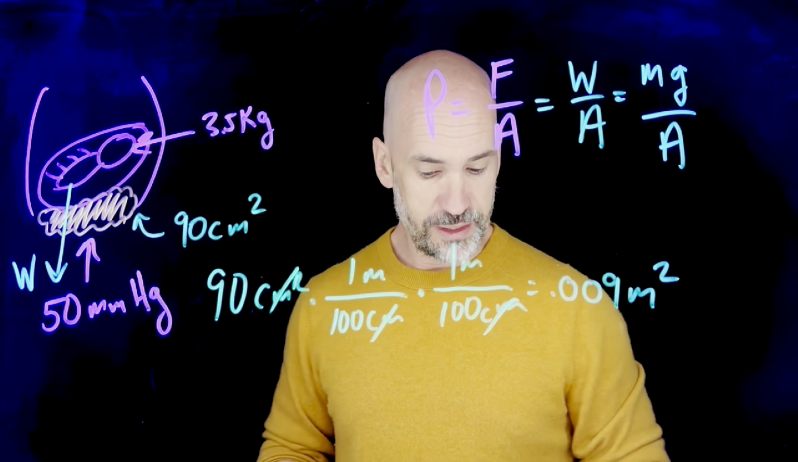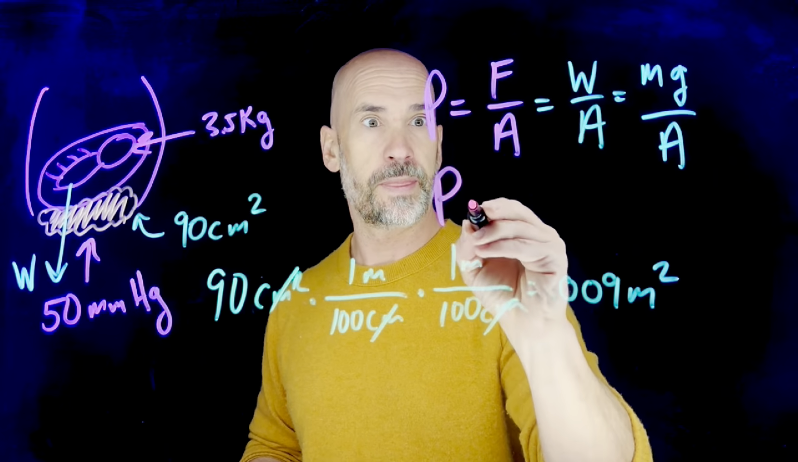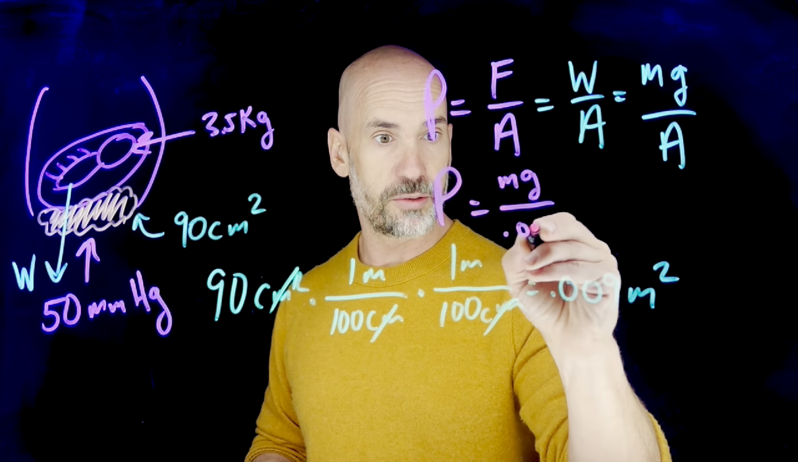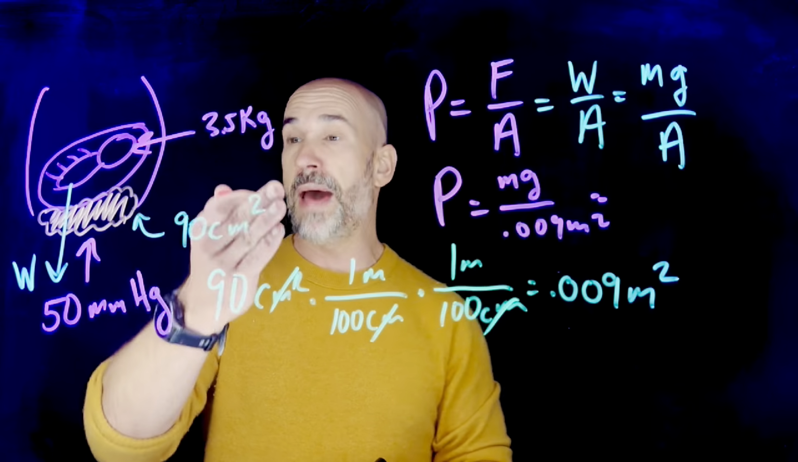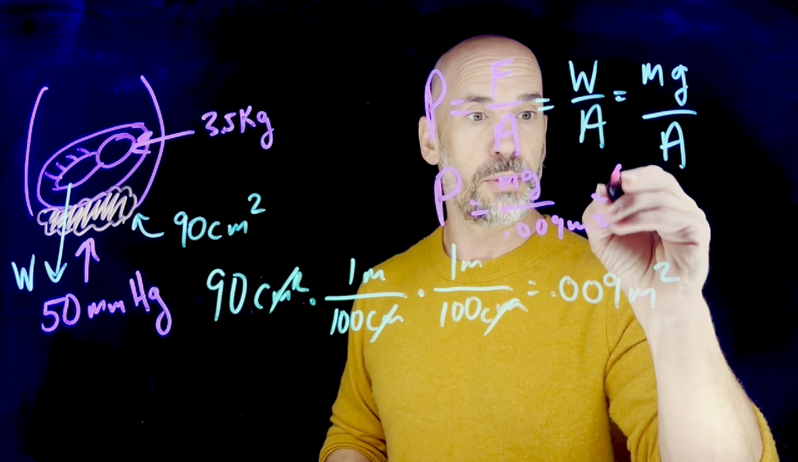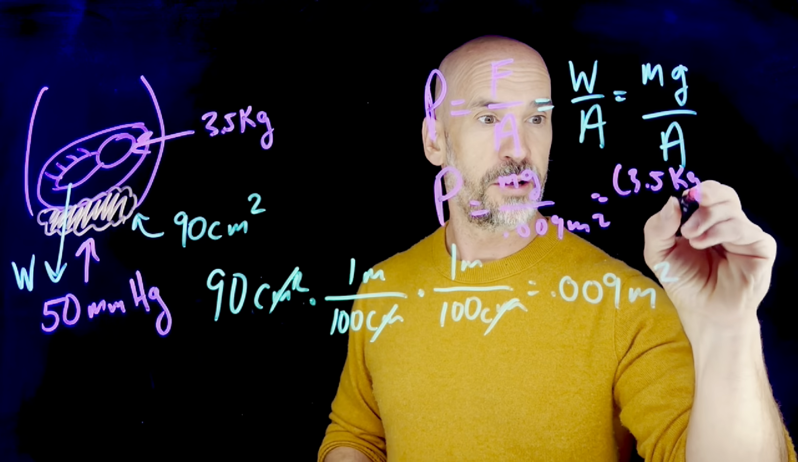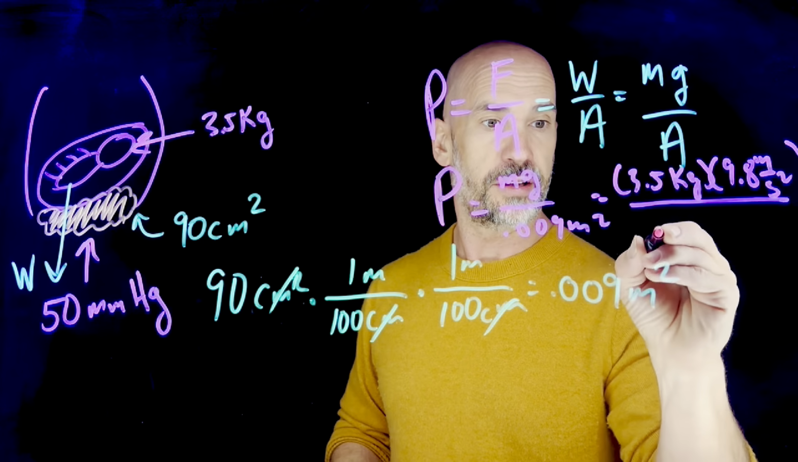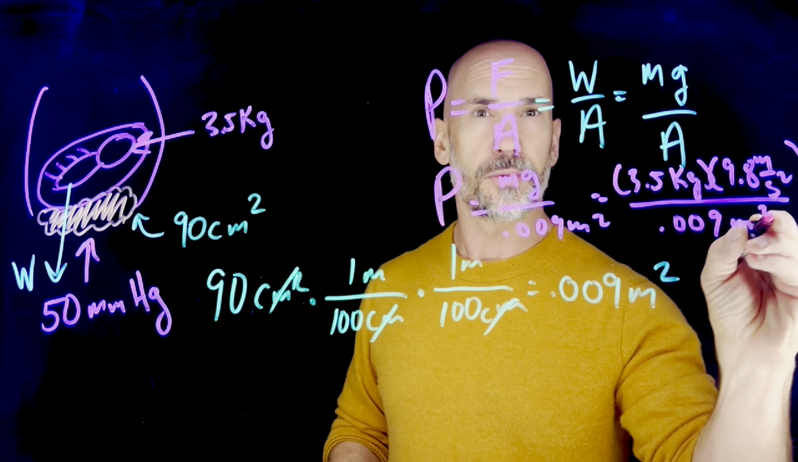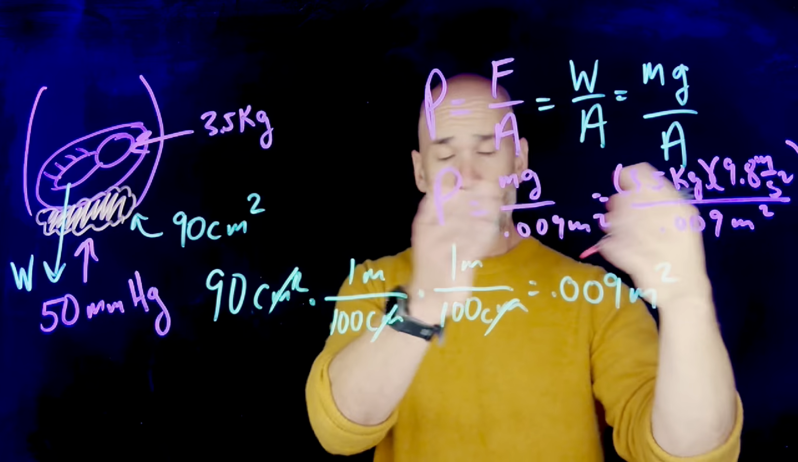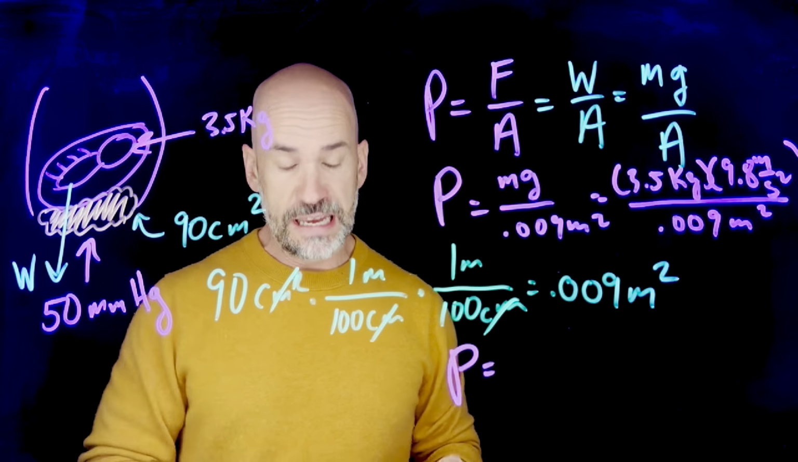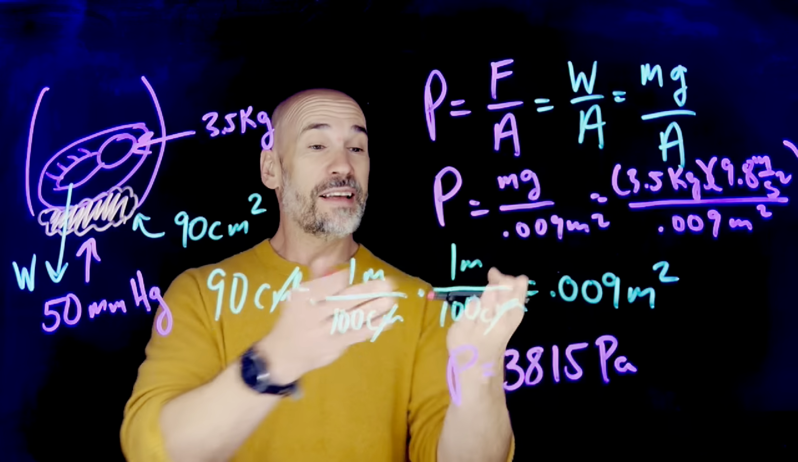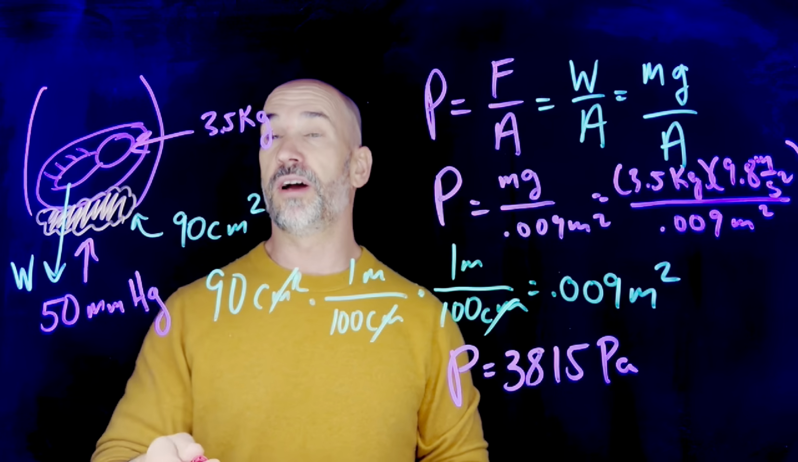So that means that our pressure is mg divided by 0.009 meters squared. We know the mass of this baby at full term is 3.5 kilograms. We know gravity is 9.8 meters per second squared. And area is 0.009 meters squared. Okay, we're getting somewhere here. So if we put this in our calculator, we find out that the pressure is about 3,800 pascals, right? But again, not useful because we need to compare that to millimeters of mercury, right?